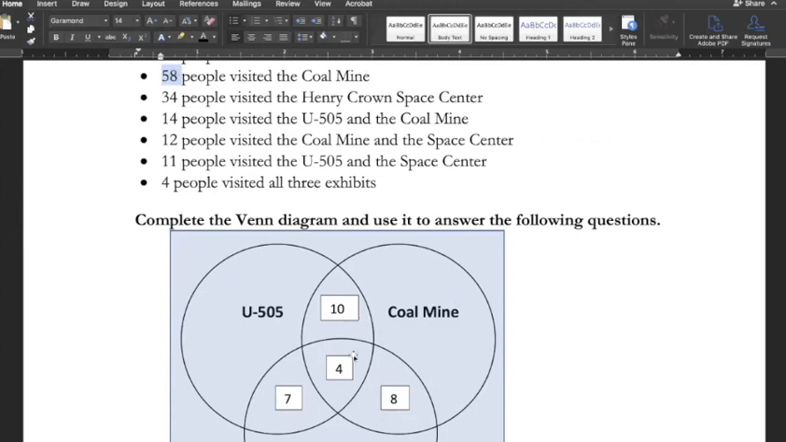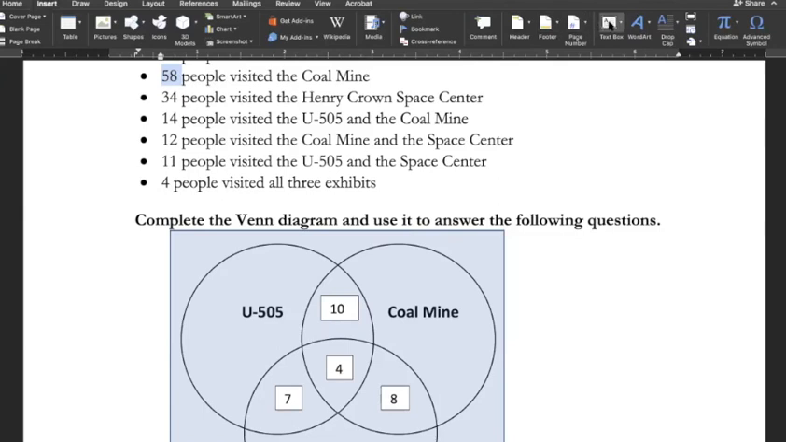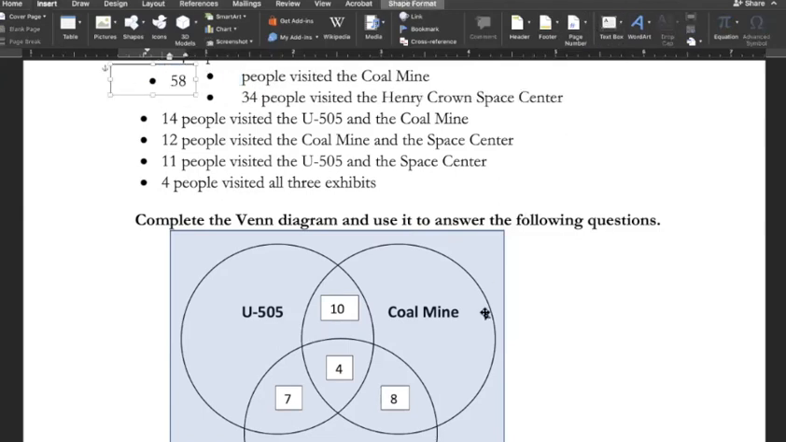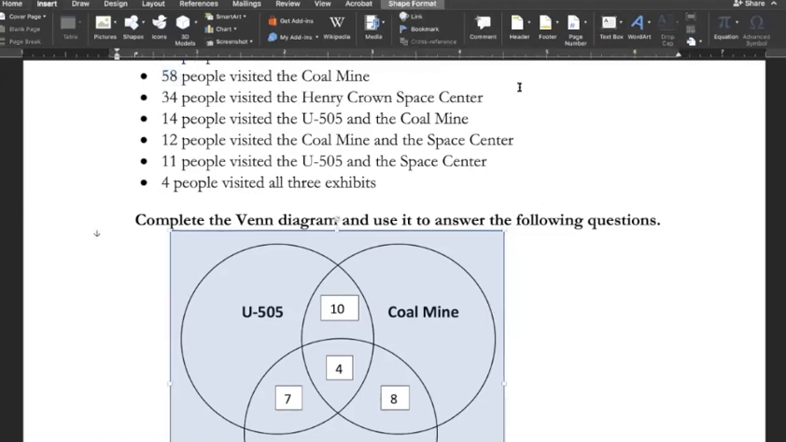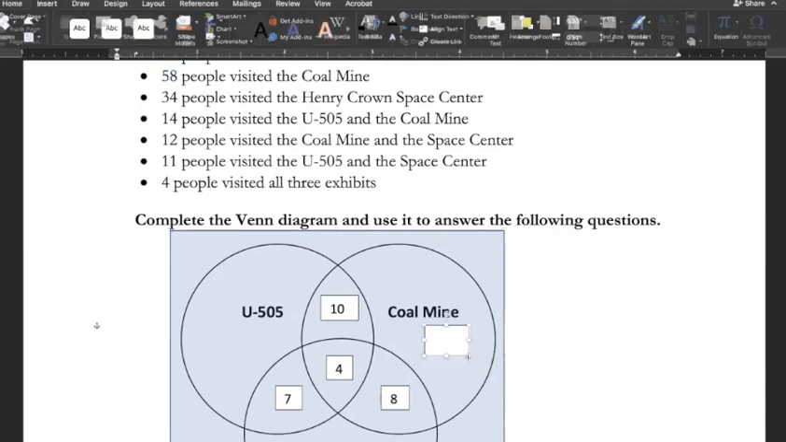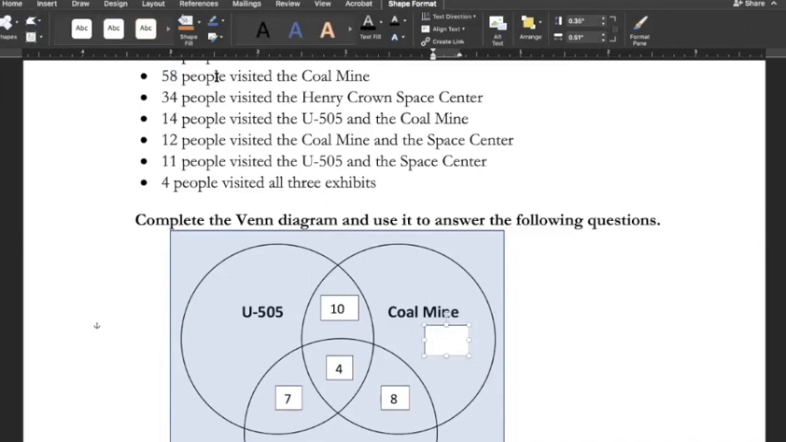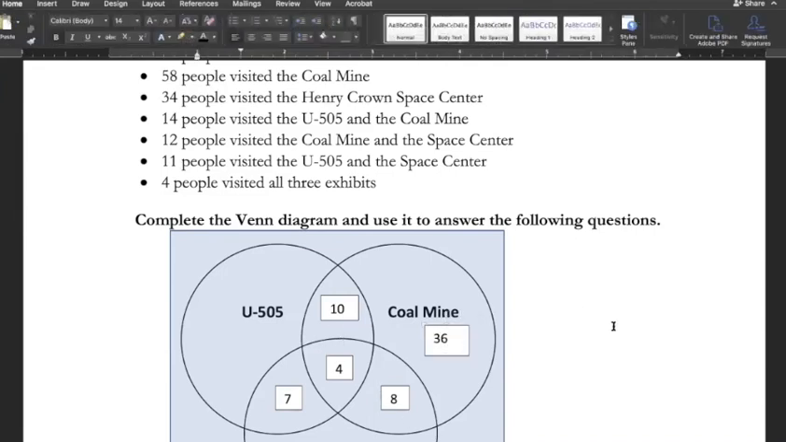Now we've already counted 10 plus 4, 14, plus 8 is 22. We've already counted 22 people. So we need to put the difference between the 22 people that we've already counted and the 58 people that visited the coal mine. We need to put that in here. And of course, if you take 58 and you subtract the 22 that we already counted, that means that there are 36 people in there. 36 plus 22 is 58. Yes, that is correct.